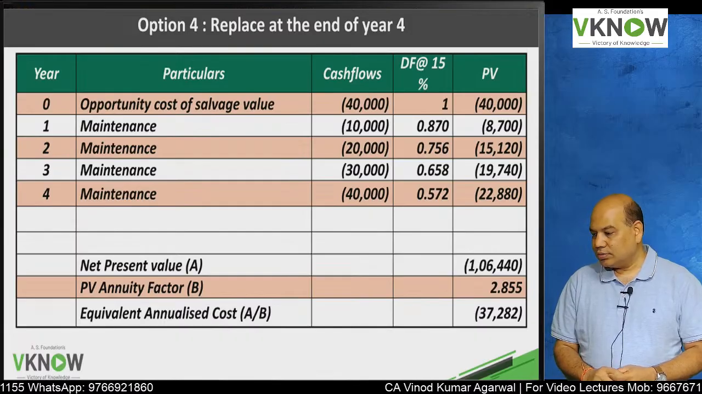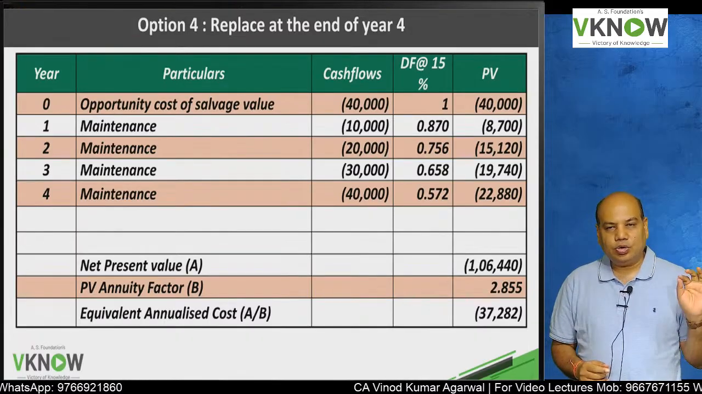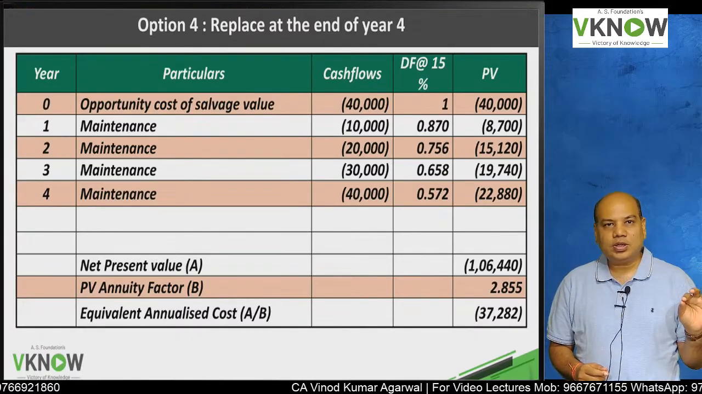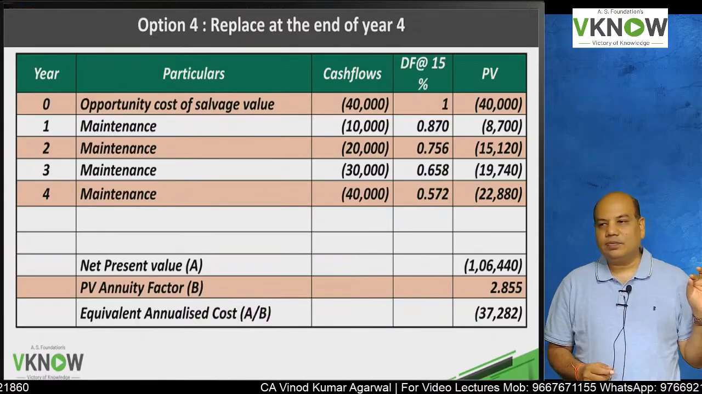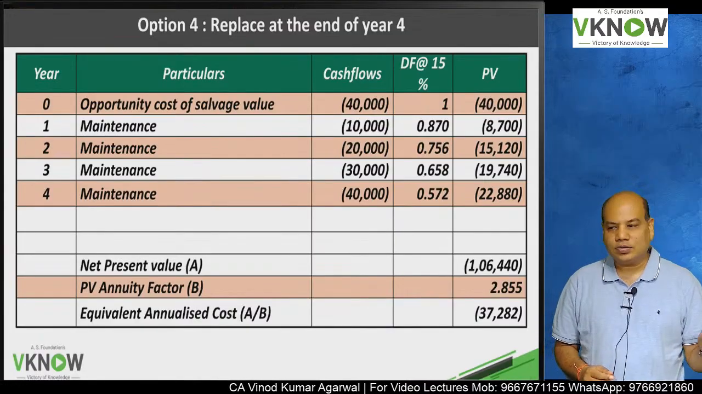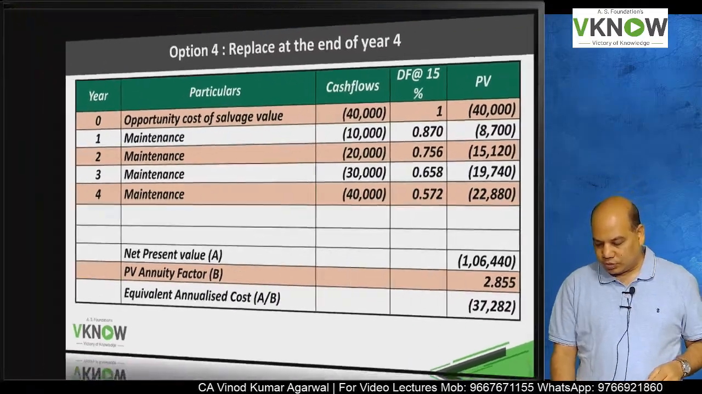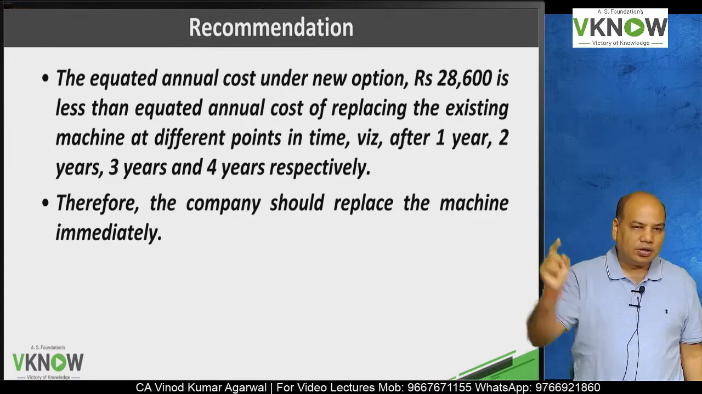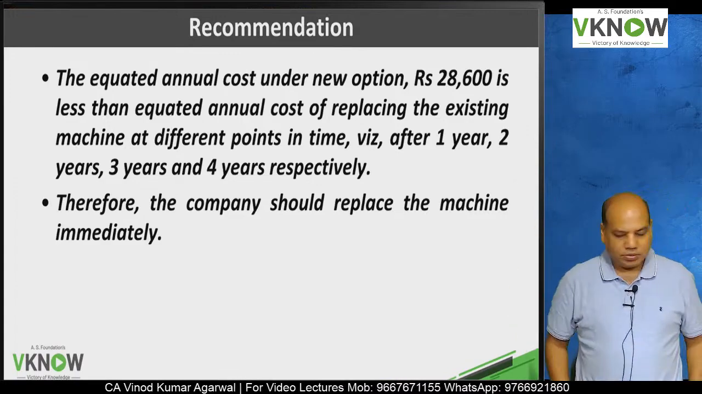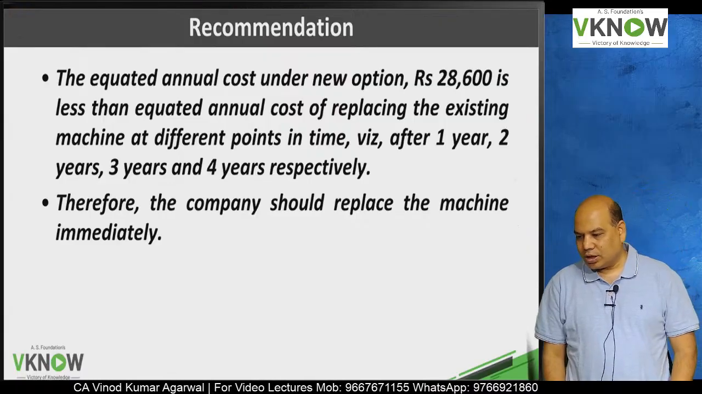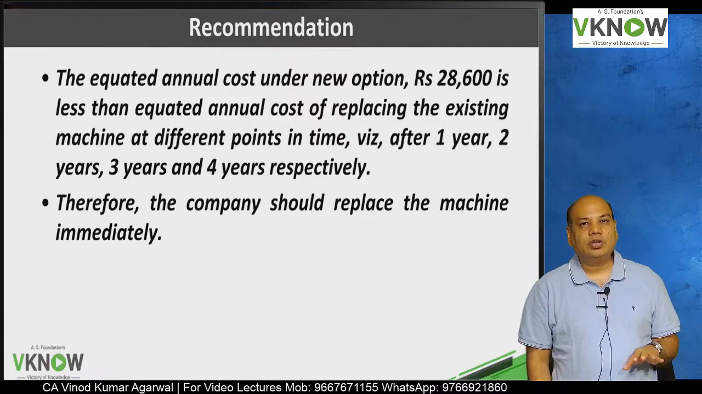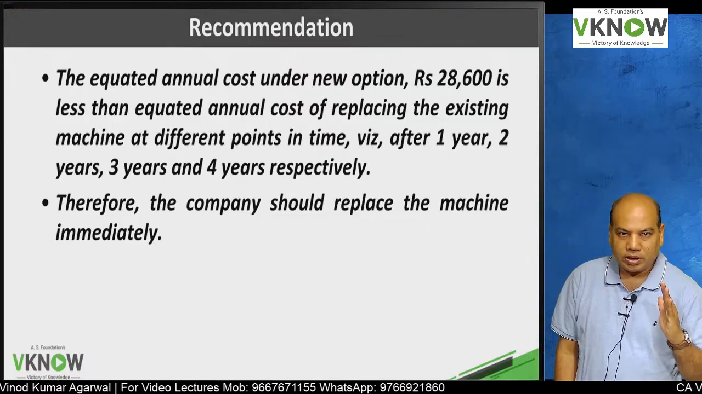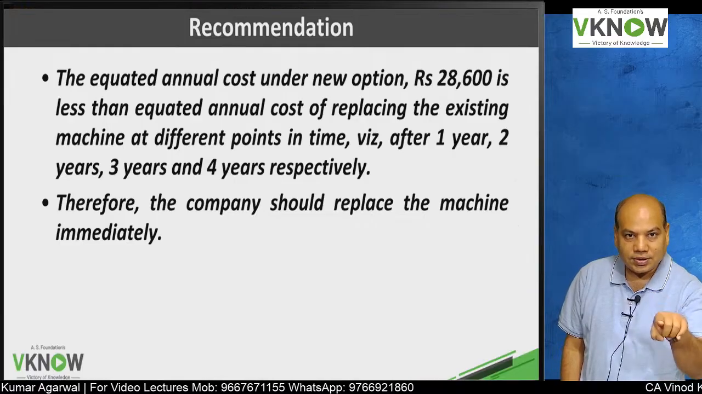Which is the lowest EAC? The new machine is the lowest EAC. If the new machine's EAC is lowest, what will be your conclusion? The conclusion will be you will replace the old machine now. Write down the recommendation, and you will find your conclusion is the same, whether you go by method 1 or method 2.